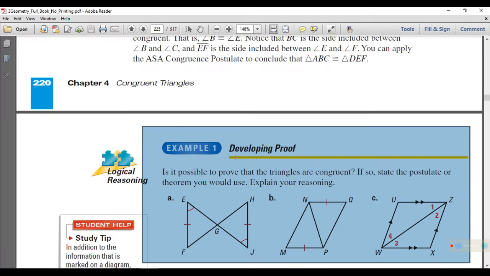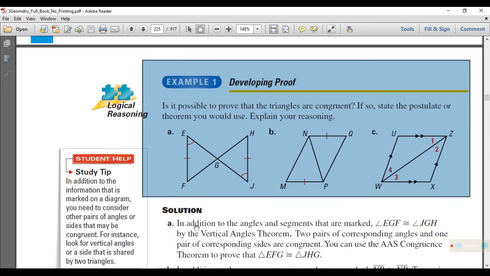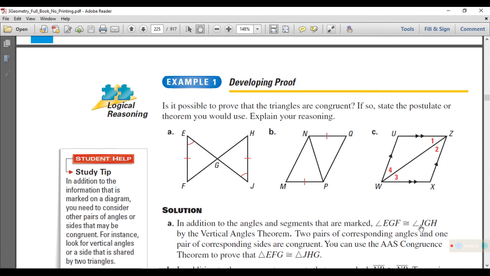Okay? So, let's check the book if I made the right decision using that. In addition to the angles and segments that are marked, angle EGF and JGH are congruent by the vertical angles theorem. Yes, we are right, vertical angles. Two pairs of corresponding angles and one pair of corresponding sides are congruent. You can use the AAS congruence theorem to prove that EFG is congruent to JHG.